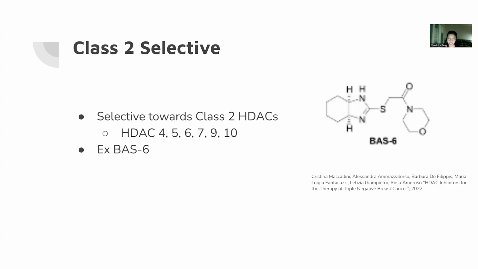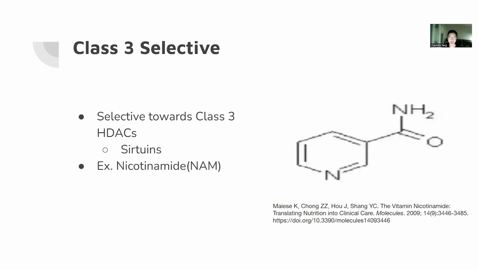Next are class 2 selective, which are selective towards class 2 HDACs. The example that I found for this one was VAS6, which selectively kills apoptotic resistant TNBC cells using their glycolytic metabolism alteration. And essentially, this specifically combats class 2 HDACs because class 2 HDACs, when overexpressed, have been known to create apoptotic resistant cells. Class 3 selective are selective towards class 3 HDACs, or the sirtuins.